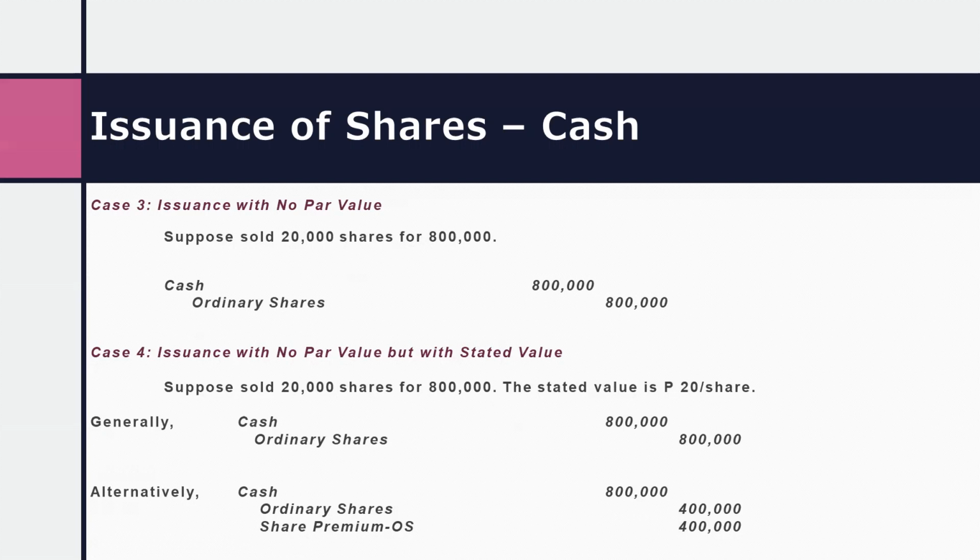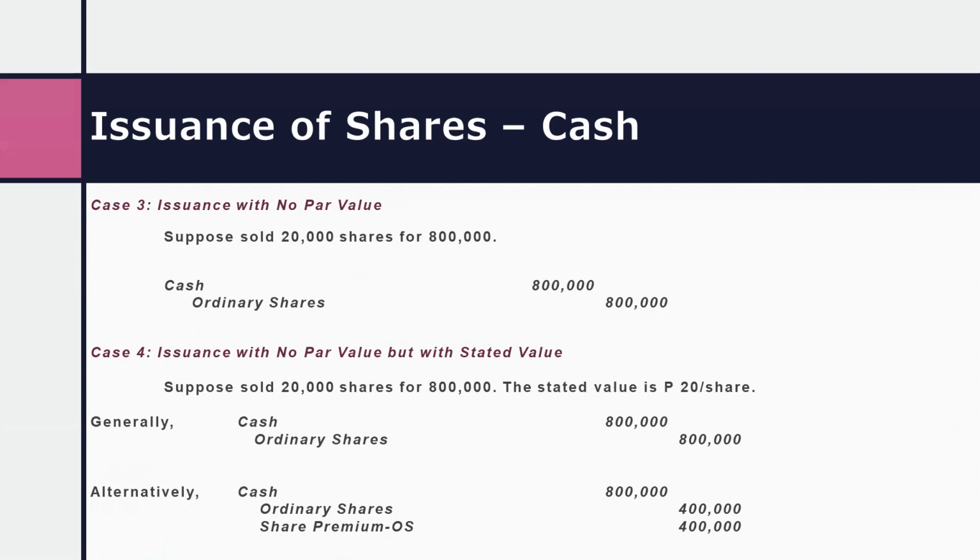For case 4, issuance with no par value but with stated value. So example, nahalinan ka ng 20,000 shares for 800,000 pesos, tapos meron siyang stated value na 20 pesos per share. So if this is the case, you have two options. Pwede mo siyang i-record using these two options here. So generally, you're going to record the transaction as debit to cash 800,000, credit to ordinary shares at 800,000. Kasi 'di ba sabi natin pag no par value share, ang legal capital is equivalent din sa total consideration received. So pag no par value ito, you might as well credit everything to your share capital.